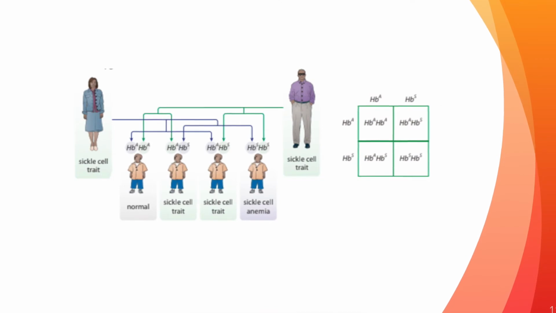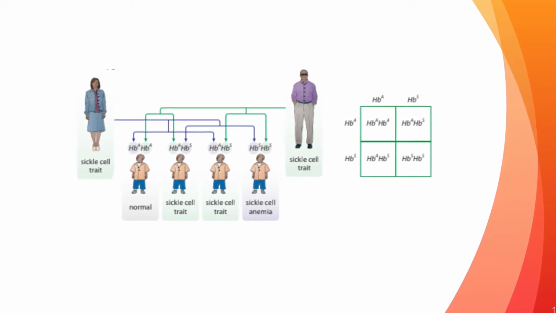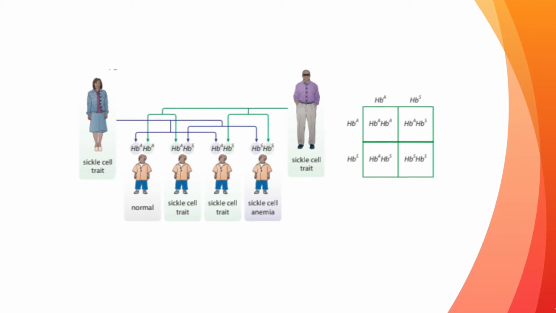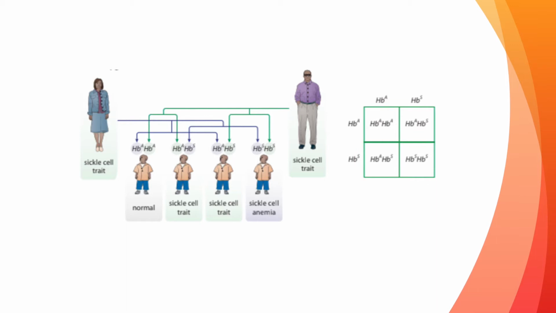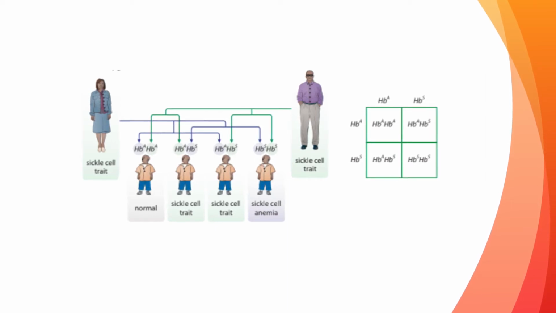In the example displayed, we have two parents who are carriers or heterozygous for the disorder. Keep in mind, HBS is the allele for sickle cell disease, and HBA is the allele for normal blood. This image shows parents who have 4 children. One child has the disorder, making them homozygous dominant. 2 children have the sickle cell trait, making them heterozygous, or carriers. And 1 child does not have the disorder, making them homozygous dominant.